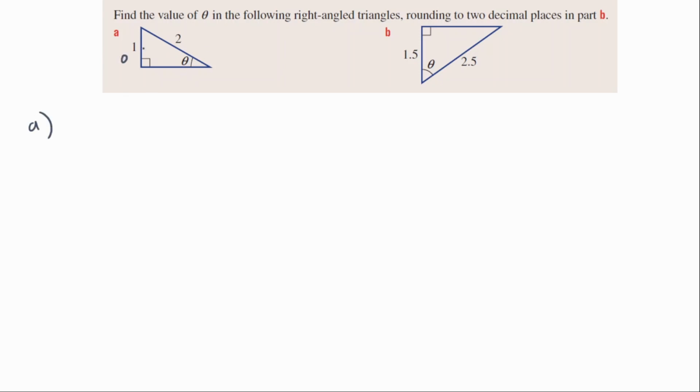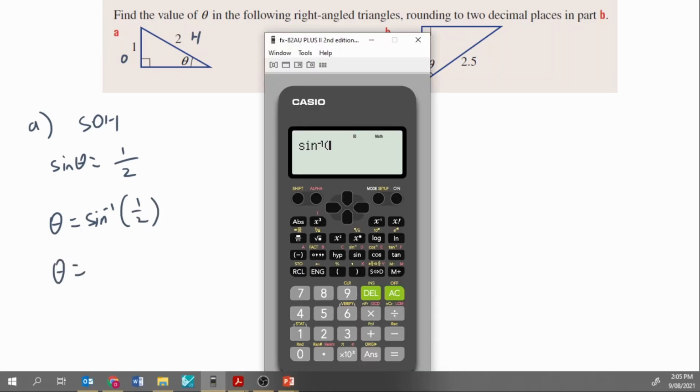That's the opposite, that's the hypotenuse, so it's going to be SOH. That gives me sine theta equals opposite over hypotenuse, which is 1 over 2. Now I need to change that to its inverse, which is theta equals sine to the power of -1 times 1 over 2. Once you've got that, pop those values into your calculator.